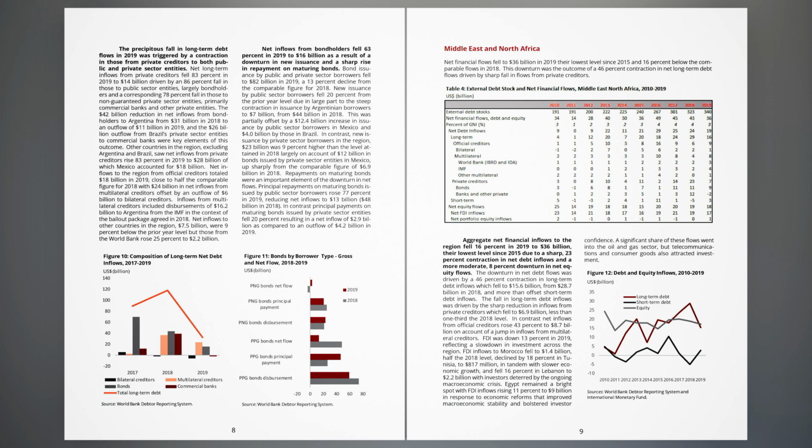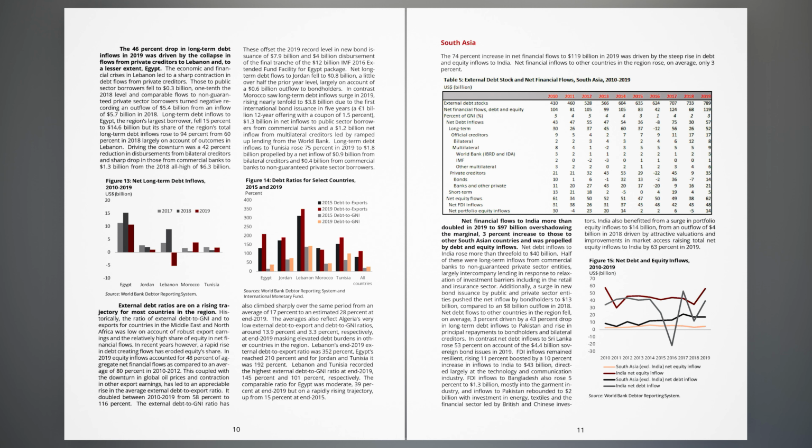FDI inflows to Morocco fell to $1.4 billion, half the 2018 level, declined by 18% in Tunisia, to $817 million, in tandem with slower economic growth, and fell 16% in Lebanon to $2.2 billion, with investors deterred by the ongoing macroeconomic crisis. Egypt remained a bright spot, with FDI inflows rising 11% to $9 billion in response to economic reforms that improved macroeconomic stability and bolstered investor confidence. A significant share of these flows went into the oil and gas sector, but telecommunications and consumer goods also attracted investment. Figure 12. Debt and equity inflows, 2010-2019.